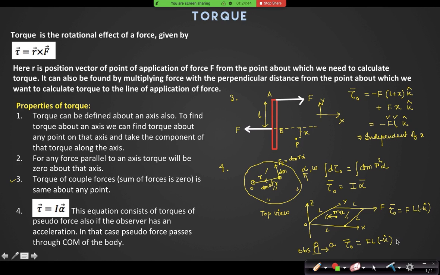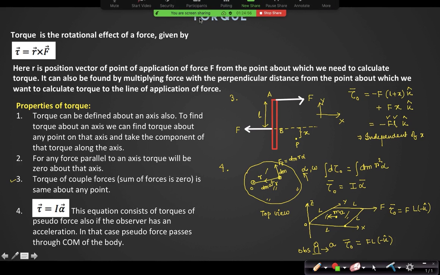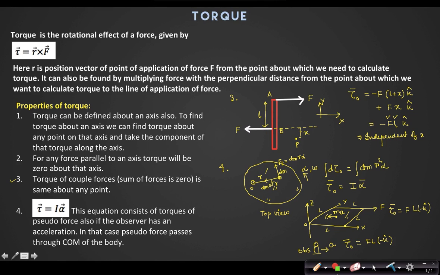Can anyone else try? Perpendicular distance. No, sir, there's some angle. Sir, it's MA root 2 L sine 135 degree. What is the perpendicular distance? Is it L by 2 or not?